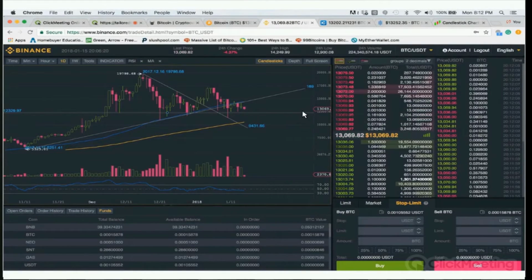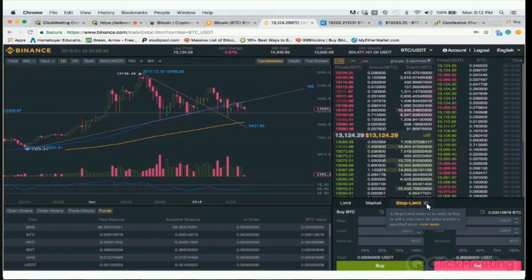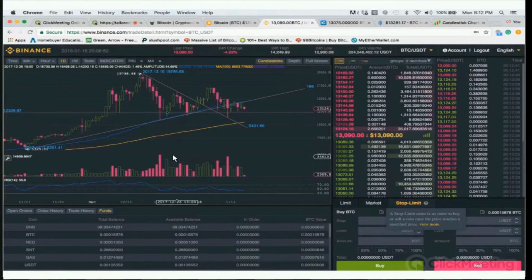Now a limit order would be the opposite. If I want to take profit, and I say if it hits that price, I want to take that profit, I want to be out of the market at that price. It's a simple explanation. I know I kind of rambled on there for a second, but here on Binance, a stop limit order is an order to buy or sell a coin once the price reaches a specified price. You can view more here, there's a link, and there are plenty of articles online that you can read. This is definitely a good tool to be using in the market.